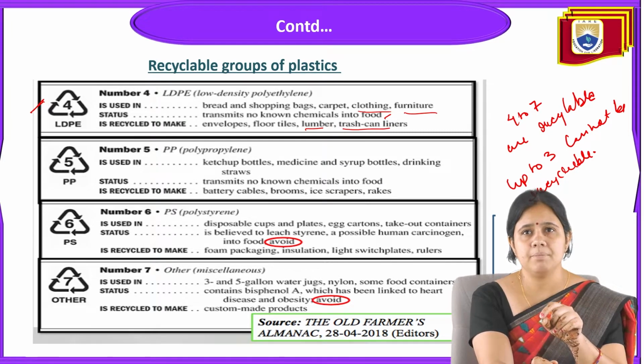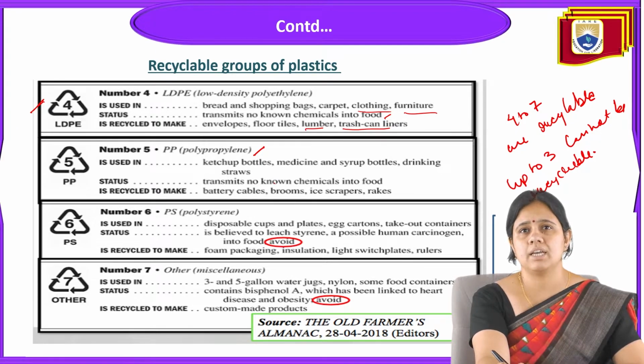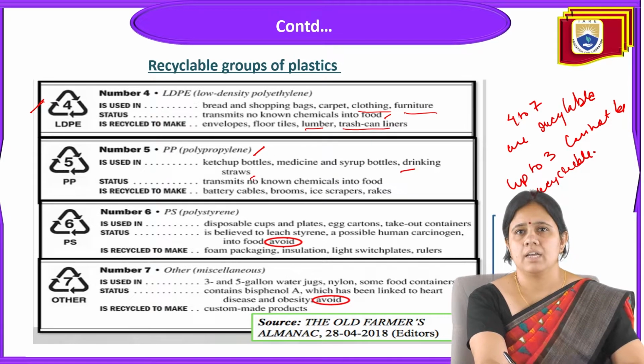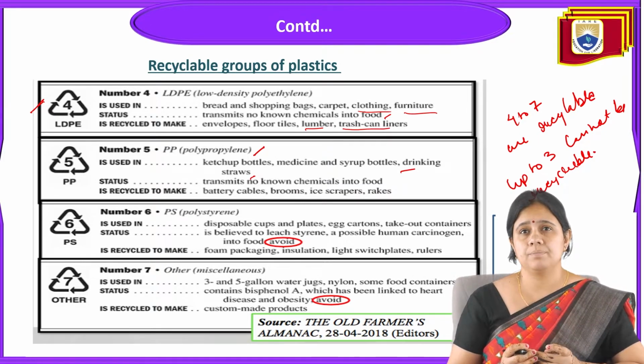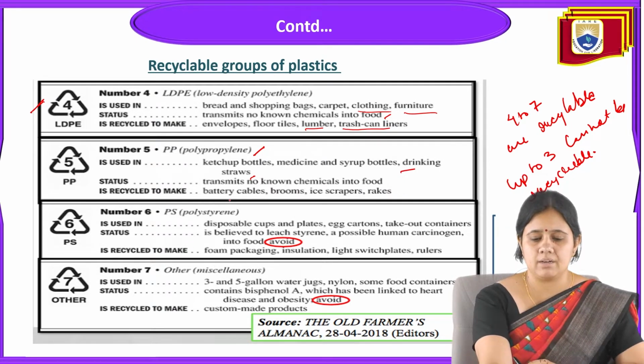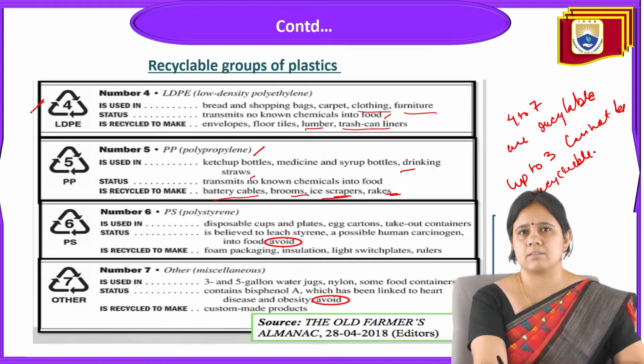Next is number 5, that is PP, polypropylene. It is used in ketchup bottles, medicine and syrup bottles, drinking straws, etc. Its status is that it transmits no known chemicals into the food, and it cannot contaminate the food. It can be recycled to make battery cables, brooms, ice scrapers, and rakes.